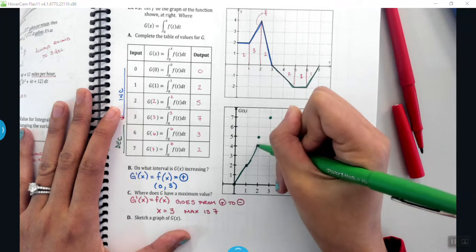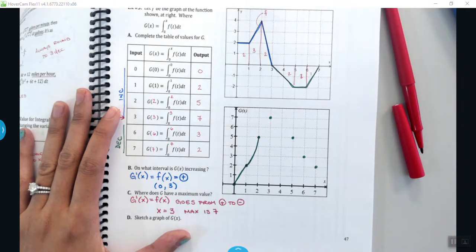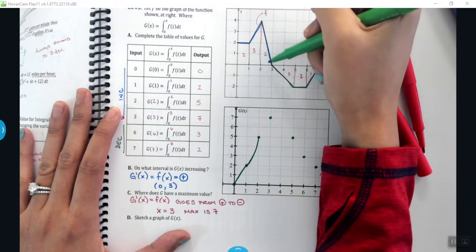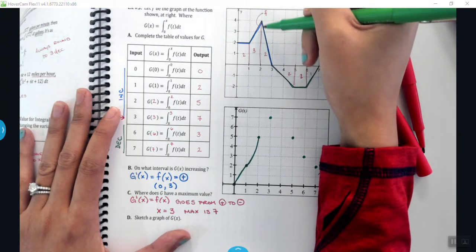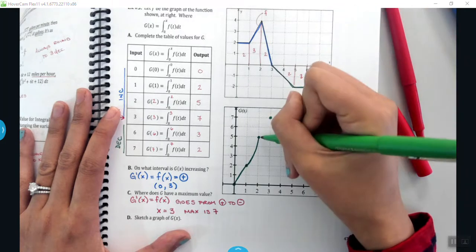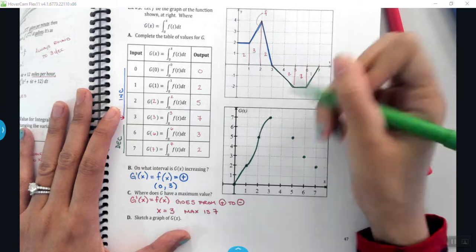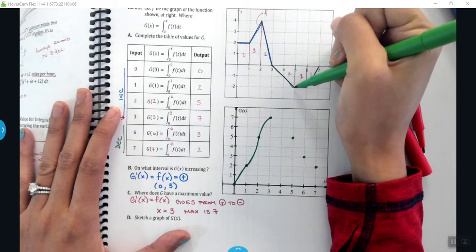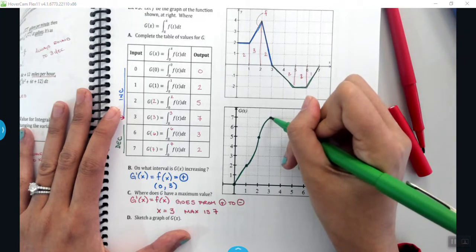So now we're concave up a little bit. And then from 2 to 3, I am increasing or decreasing? Decreasing, so I should be concave down from 2 to 3. And then from 3 to 5, I am decreasing, so I'm still concave down.